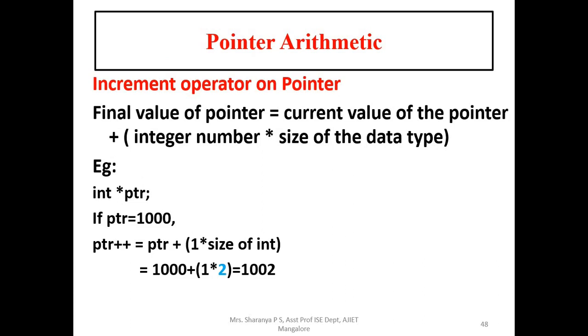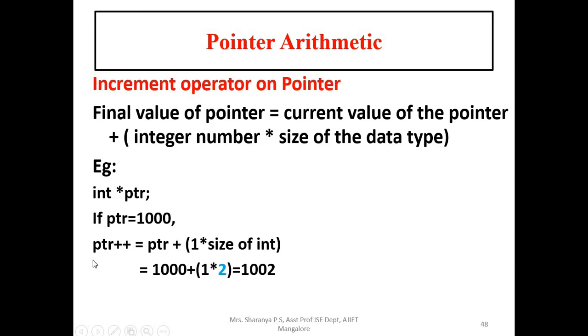And how can we perform arithmetic operations with pointers? Here there is a formula to increment pointers. That is, the new pointer value is the current value of the pointer plus an integer number times the size of the data type. If you look into the example here, we have defined PTR as a pointer variable which will hold integer values. And suppose PTR is set to 1000, then if we write PTR++, what will be the output?